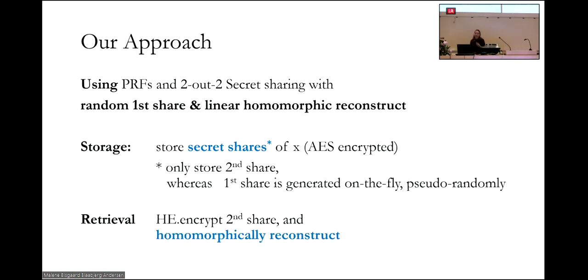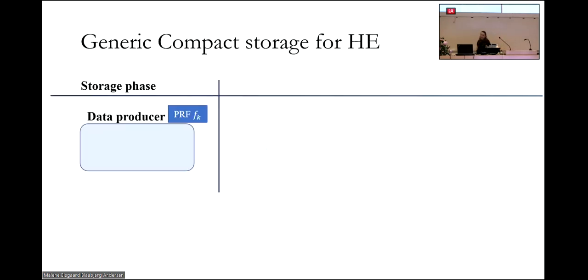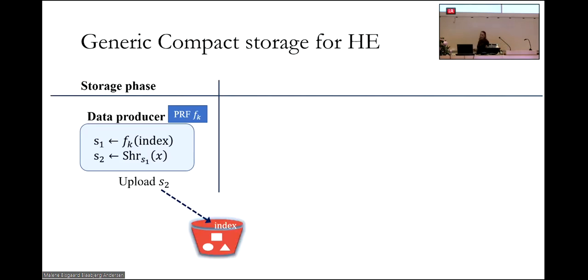In the retrieval phase, I'll have two servers. One server is going to fetch the share from the database and encrypt it homomorphically, and the second server is going to homomorphically reconstruct on the encrypted share. So I'll give you the details of how it looks. We have the data producer holding a key to a PRF function, and he's going to compute the PRF on the index to get the first share. This is a pseudo-random value. Then to compute the second share, because it's a random first share, I can compute the second share when the first share is already determined, on the input X, and store S2.